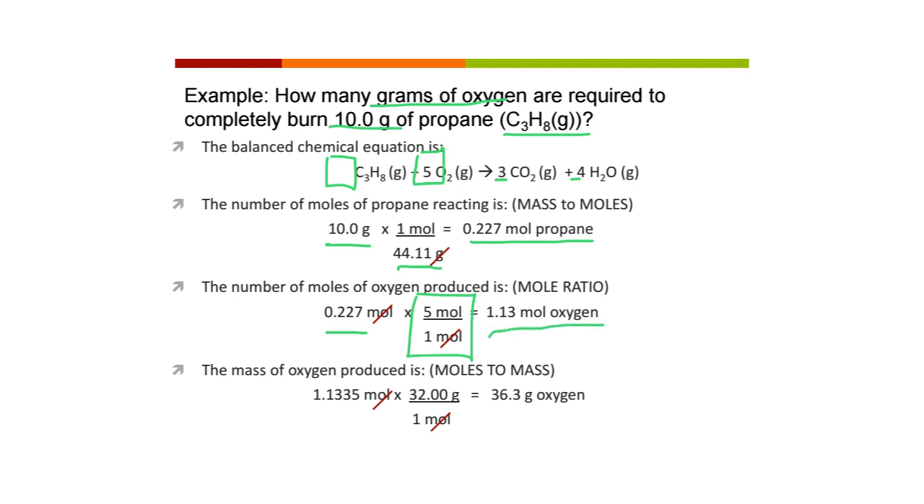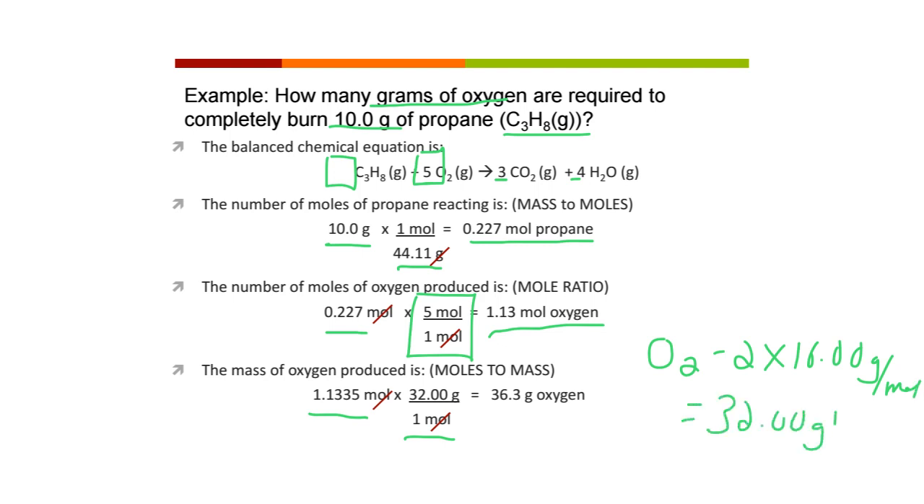Then we need to convert the moles of oxygen into grams using the molar mass of oxygen. So 1.13 moles of oxygen multiplied by 32 grams per mole. The units moles cancel out, leaving us 36.3 grams of oxygen. It's important to remember that oxygen here is O2, so the molar mass of oxygen is 2 times 16.00 grams per mole, or 32 grams per mole.